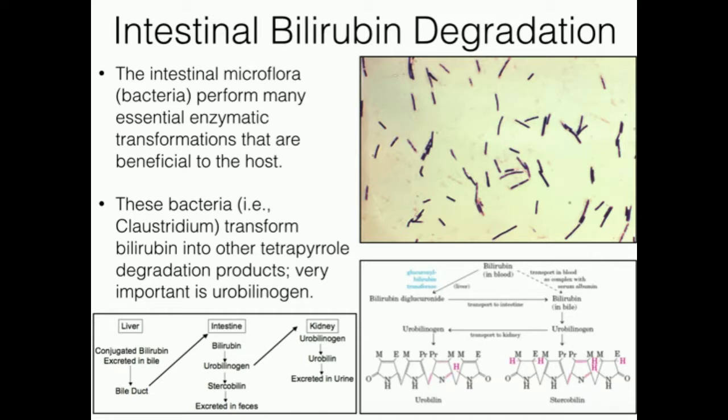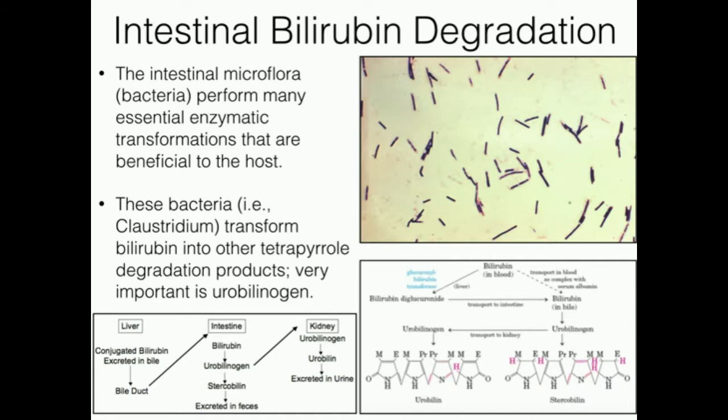Okay, so initially in the liver we have conjugated bilirubin. It's excreted in the bile, through the bile duct into the intestine. And the bacteria, the microflora in the large intestine specifically deconjugate bilirubin diglucuronide into bilirubin. All right. Now, specifically in the intestines, there's a lot of bacteria that do this, but the most notable ones are the ones of the Clostridium genera. Okay, these are bacteria that can transform bilirubin into a variety of other tetrapyrrole degradation products. Okay, and one very important one is urobilinogen.